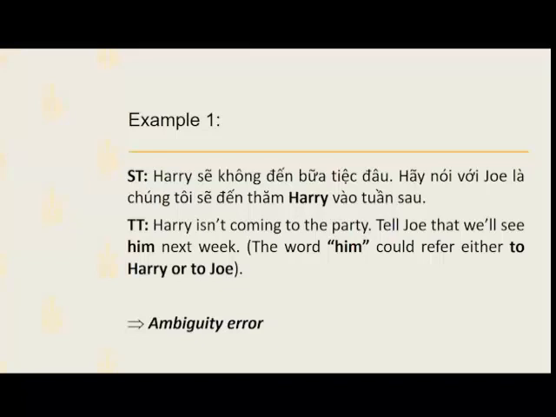And here is the first example. Source text: Harry sẽ không đến bữa tiệc đâu. Hãy nói với Joe là chúng tôi sẽ đến thăm Harry vào tuần sau. Target text: Harry isn't coming to the party. Tell Joe that we will see him next week. So the word "him" could refer either to Harry or to Joe, and it can be called ambiguity error.